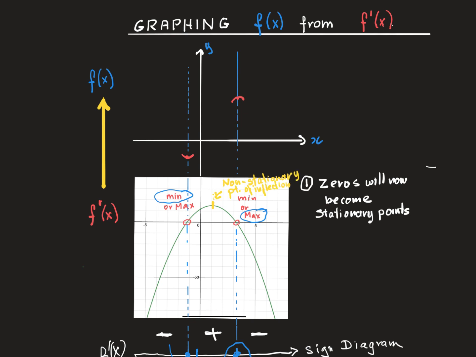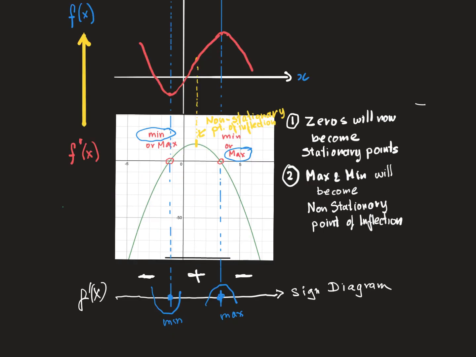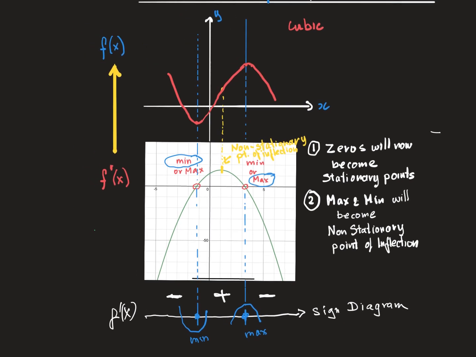So if I extend that line here, this is where my point of inflection should be. So I can now draw here, and I can draw this and that. And as expected, I will get a cubic. So it's important, I said zeros will become stationary points. And the second part that you remember is that the maxima and minima will now become non-stationary points of inflection. So this is an example here.